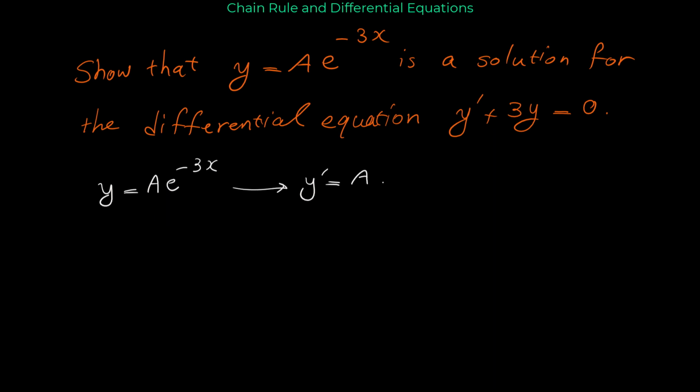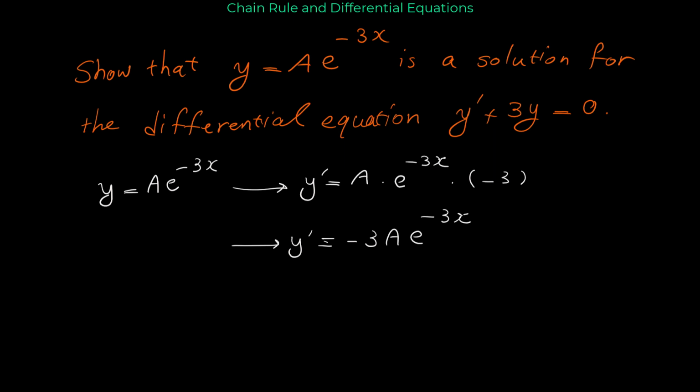The derivative of e to the negative 3x is e to the negative 3x times the derivative of the exponent. Remember, based on the chain rule, we have to take the derivative of the outside function and then multiply by the derivative of the inside. The inside function here is negative 3x and its derivative is negative 3. So y prime is negative 3a e to the negative 3x.